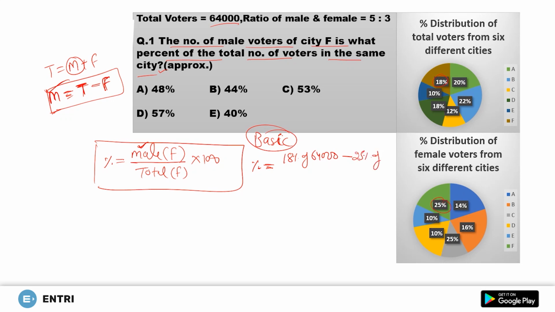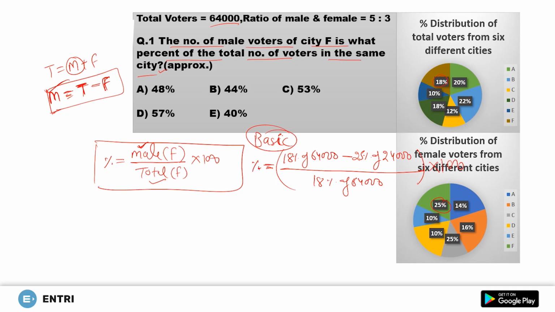So 25% of this 24,000. So actually this is your basic method, divided by total in F. So what is total in F? 18% of the 64,000, into 100. So this is your basic method actually. If you calculate all this, you will get the answer.